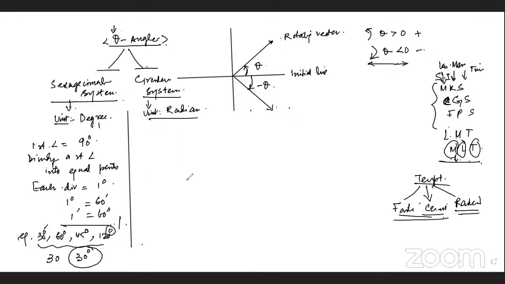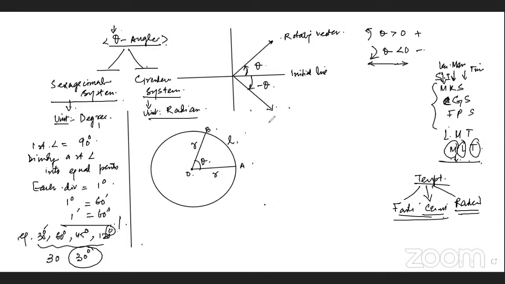Similarly, we have a circular system. In the circular system, if you draw a circle of any radius, it doesn't matter whether the radius is small or big. First of all, you locate the center of the circle. Say this is your center O, and you draw the radius. This is your radius R, because the radius is a fixed quantity in a circle. And this is the arc AB that subtends a certain angle at the center. Arc AB has a length L.